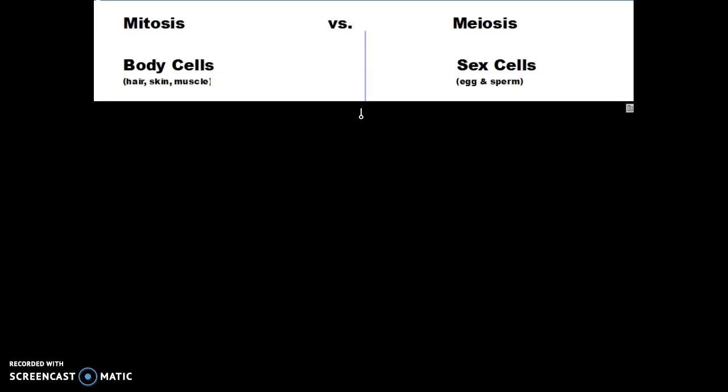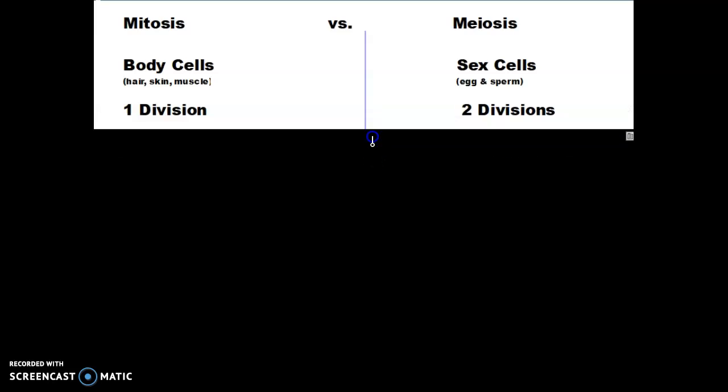And I'll tell you something interesting about meiosis, which is kind of cool. All of the female's eggs are inside of her ovaries before she's even born out of her mother. Whereas males create sperm cells their entire lifetime. So that's kind of an interesting fact for you.